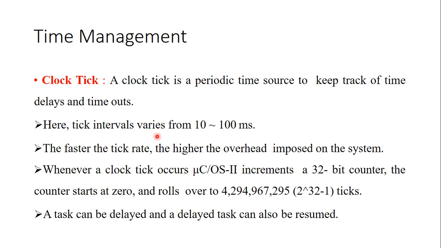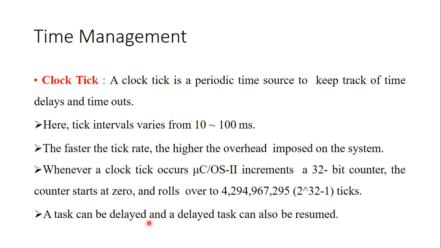Now the time management. For time management, MuseOS has a clock tick timer which varies from 10 to 100 milliseconds. The faster the tick rate, the higher the overhead imposed on the system. So we have to choose the time tick accordingly between this range, that is 10 to 100 milliseconds. Whenever a clock tick occurs, MuseOS increments a 32-bit counter, which starts from 0 and rolls over at 2 raised to 32 minus 1 ticks.